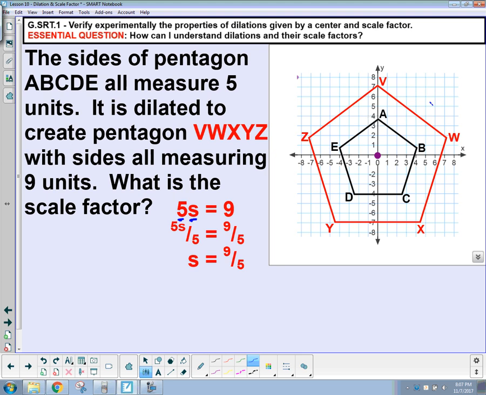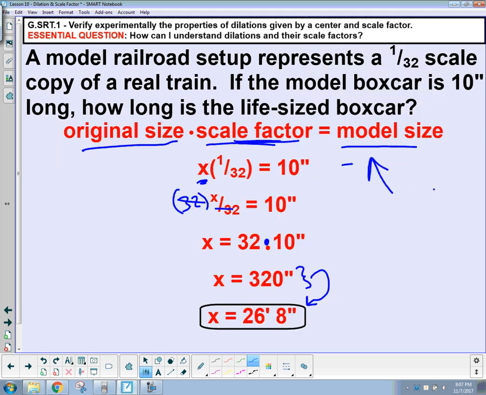Okay? So going back to this idea with the model train, this is a good formula to keep in mind. Original size times scale factor equals, instead of model size, we can say image size, you know, the after. So keep all this in mind if you want to take some good notes.